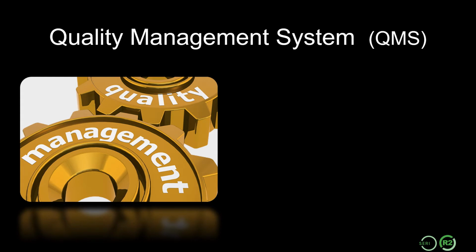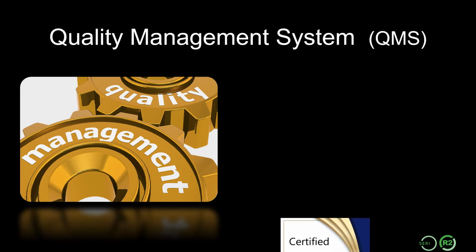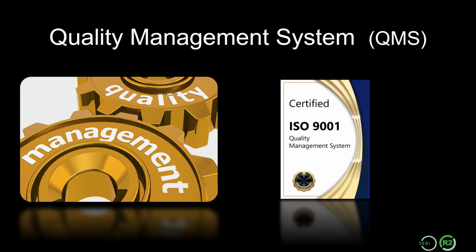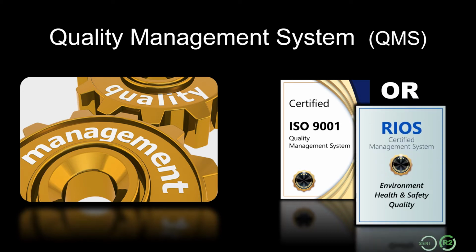Effective testing and repair operations require active oversight and quality management to ensure that high-quality, functional items are produced. To lay the framework for quality, R2 facilities that wish to be certified to Appendix C must also be certified to an approved quality management system, or QMS, by an accredited certification body. At this time, there are two methods of fulfilling this requirement: certification to the ISO 9001 Quality Management Standard, or certification to the RIOS standard, which combines management standards for quality, environmental, and health and safety operations.